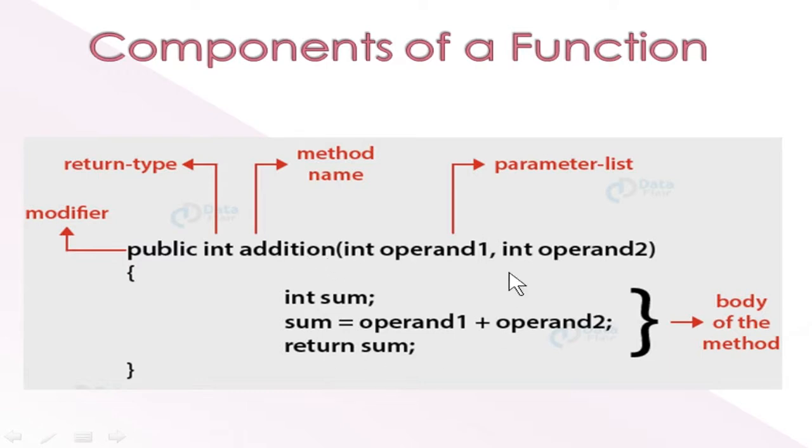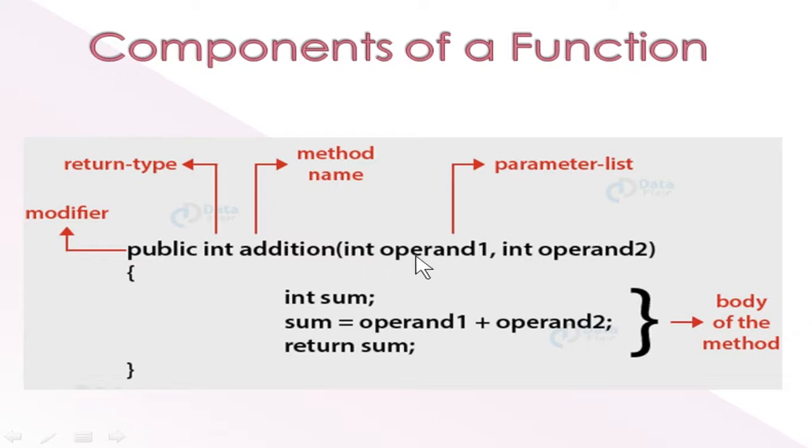This function will be called only through this method name. So you have to be vigilant to use a method name which is related to the program. So if you are using addition, that function should be based on some addition process. And then open and close parenthesis, inside that you will have the parameter list.